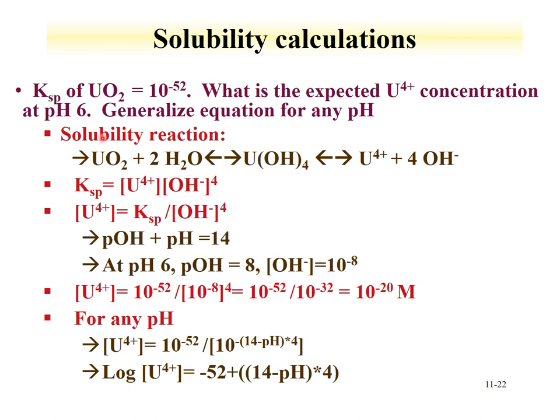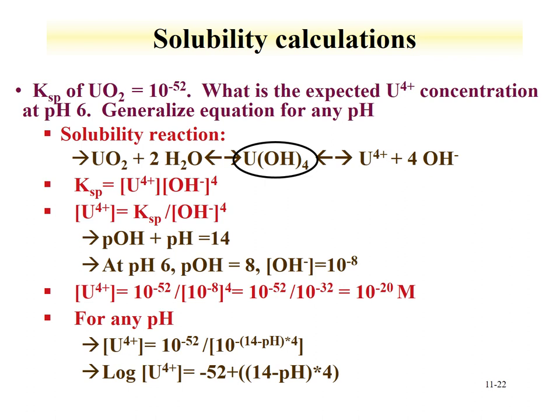The solubility reaction listed here, where I have the uranium dioxide, water gets added to it, I make this species, the uranium OH4. That then dissolves into the tetravalent uranium species and 4 hydroxides. The KSP is just the product of the uranium and the hydroxide, and the hydroxide is raised to the 4th.